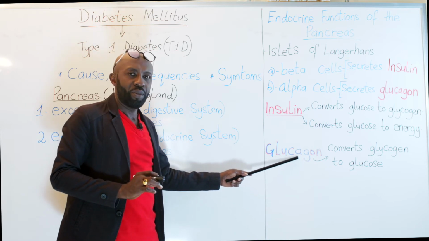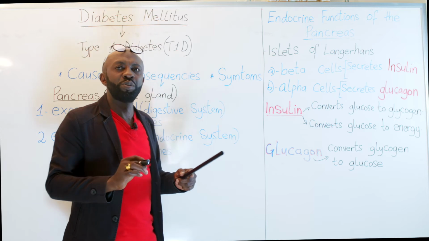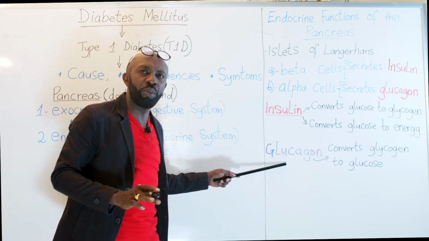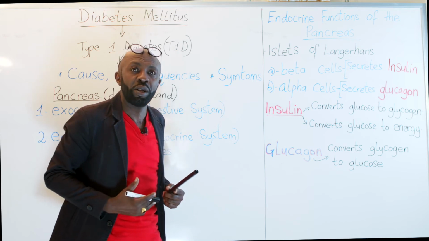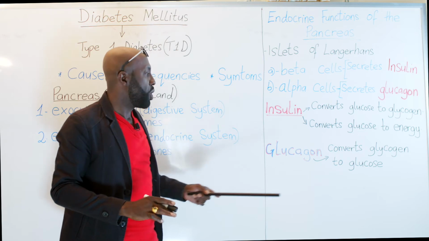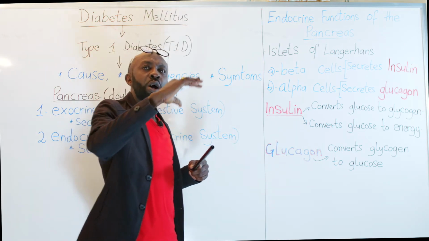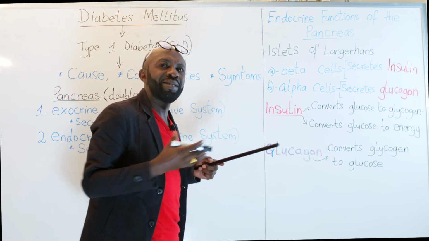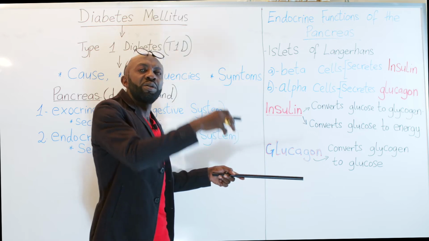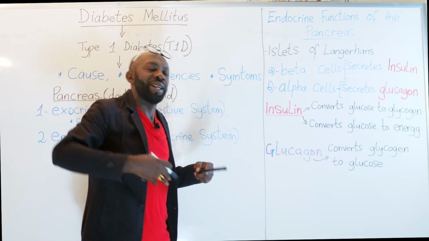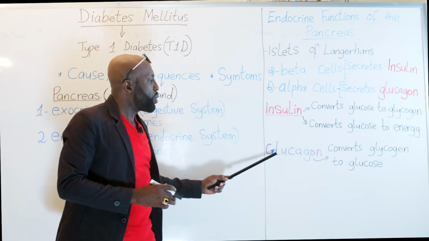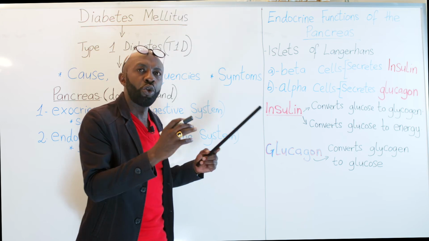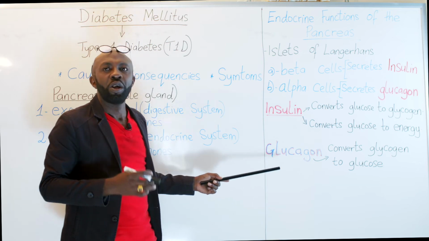Now, glucagon. Glucagon is released into the blood when the glucose level drops. When does the glucose level drop in the blood? When you are hungry. When somebody is hungry, the glucose level of the blood drops. So glucagon goes to the storage region, the liver, takes the glycogen, converts it to glucose, and sends it to the bloodstream. And then insulin takes the glucose from the bloodstream, converts it to energy, and supplies the cells. This process whereby glucagon converts glycogen to glucose and sends it to the bloodstream is called glycogenolysis.